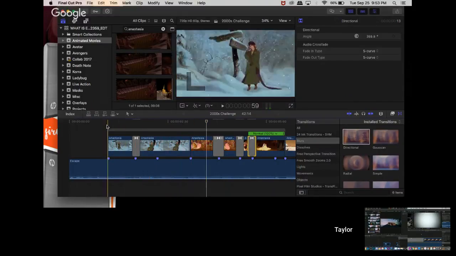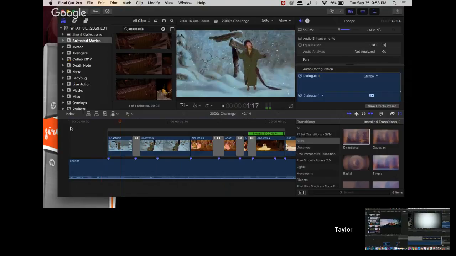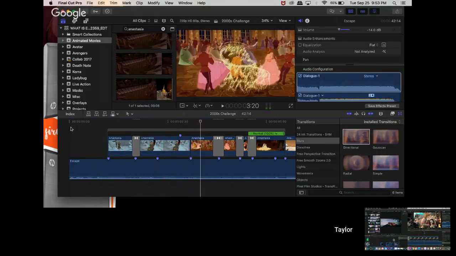Oh, this will work. I just kind of have to edit out of order, otherwise it doesn't work.